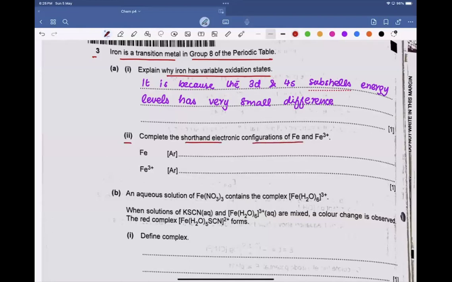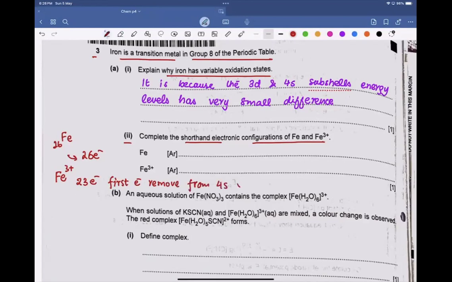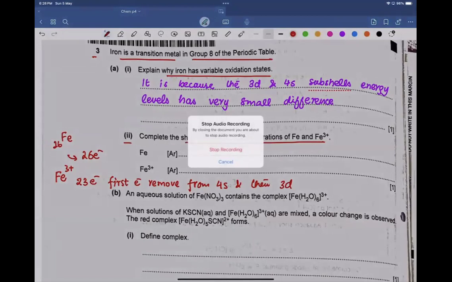Complete the shorthand electronic configuration of iron and iron 3 positive. Okay, so if you recall, the atomic number of iron is 26, which means as an iron atom it has 26 electrons, and when it becomes Fe3 positive, 26 minus 3 makes it 23 electrons. So remember, first electrons are removed from 4s and then 3d.